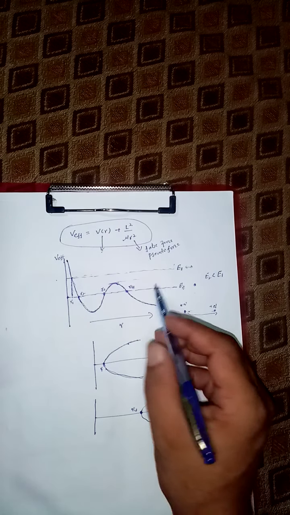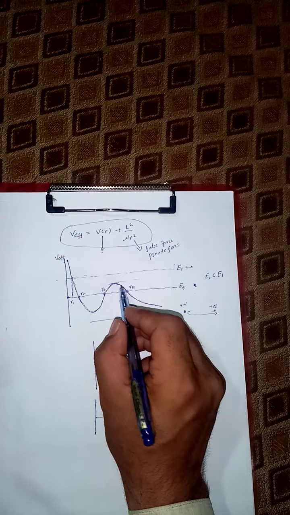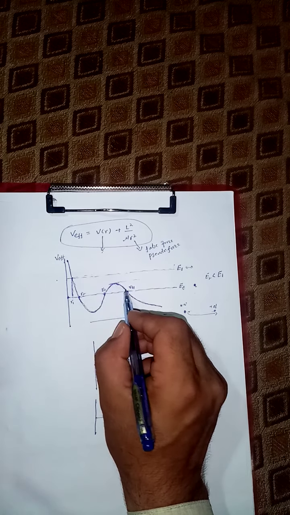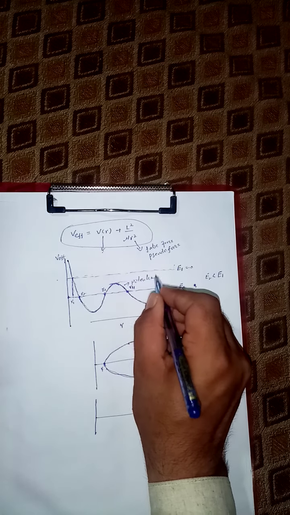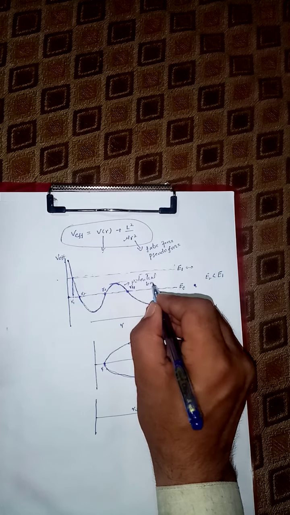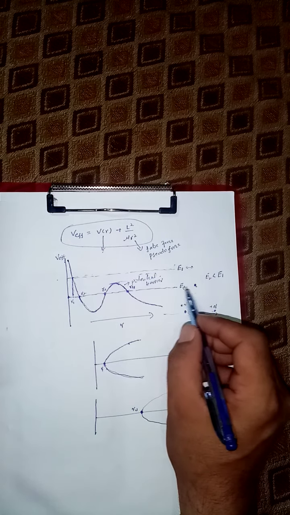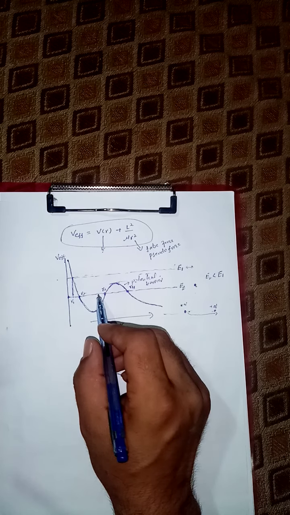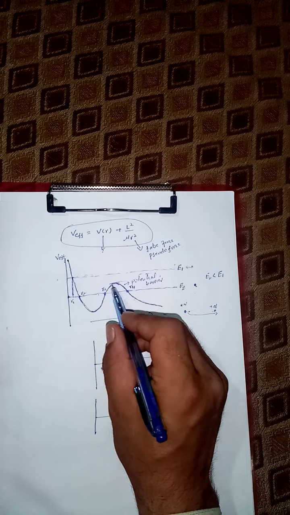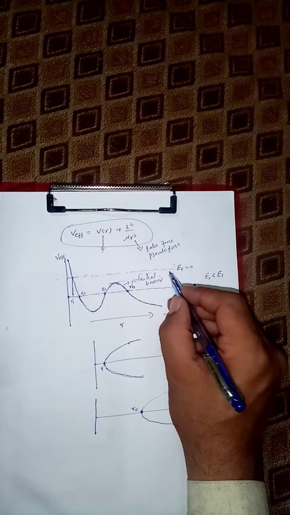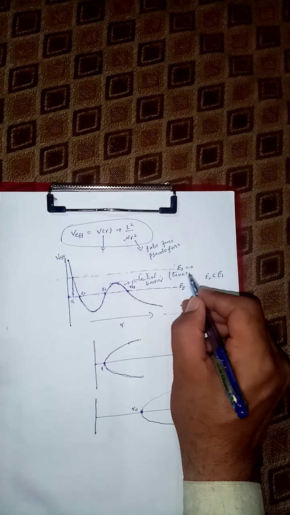Now if this particle crosses this potential barrier, which we call a potential barrier, suppose this particle with energy E2 crosses this potential barrier. Classically this is not possible, but quantum mechanically this is possible, and we call it tunneling. In quantum mechanics this phenomenon is called tunneling.